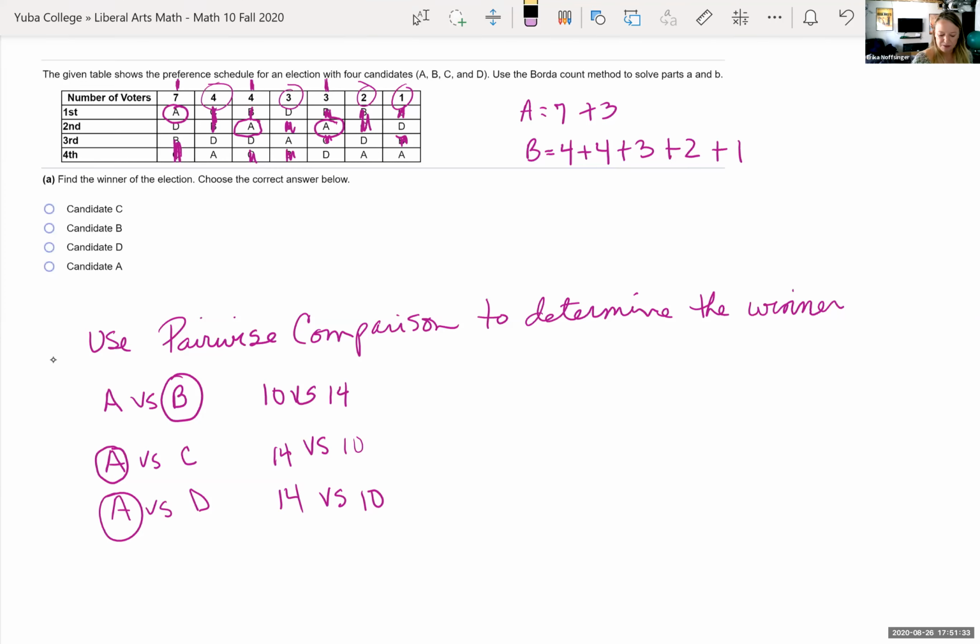So I still have to match up other candidates. I have to match up B with all the other candidates, but we already matched up B and A. So it kind of eliminates and we don't have to do as much after we do the first candidate. So we need to look at B versus A, which we already did. We need B versus C, and we need B versus D.